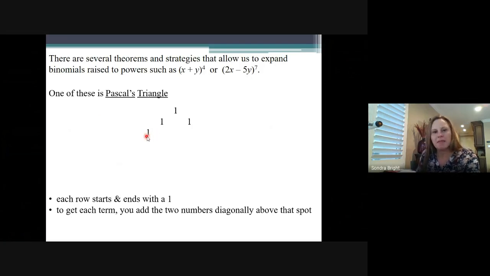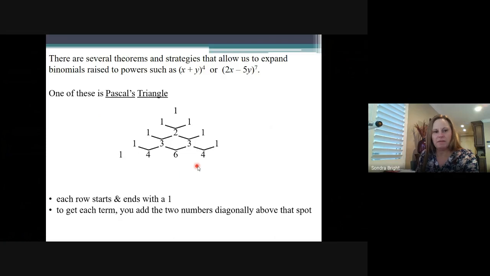But the first one is a 1, and then the next one, you would add 1 plus 1, which gives you 2, and then it ends with a 1. And then the next row would be a 1, and then a 3, since 2 plus 1 is also 3, and then it ends with a 1. Next row starts with a 1. Next term would be 1 plus 3, which gives you 4. 3 plus 3 gives you 6. 3 plus 1 gives you 4, and then 1.